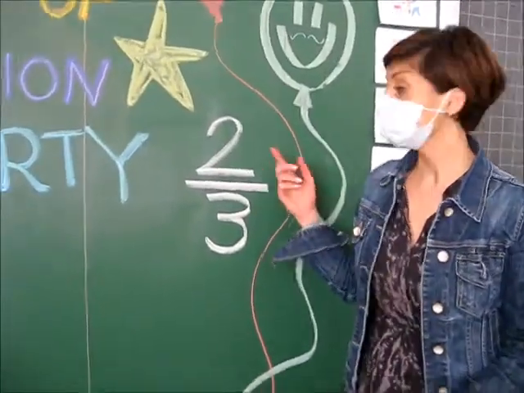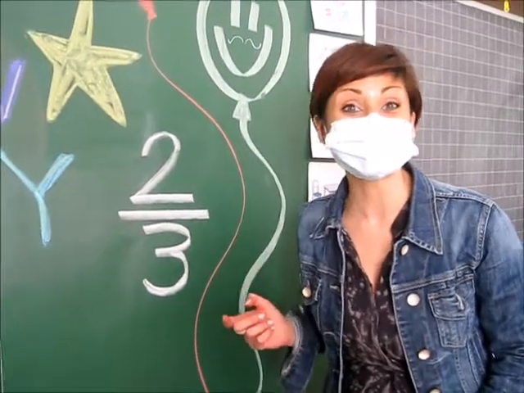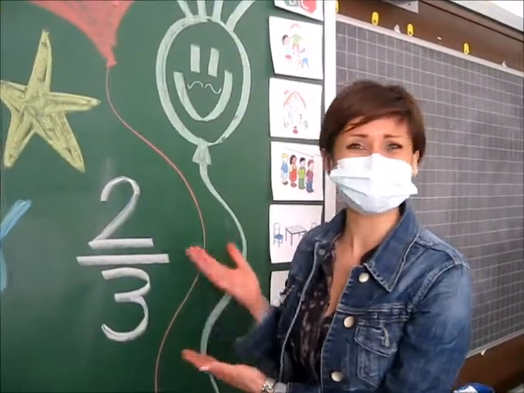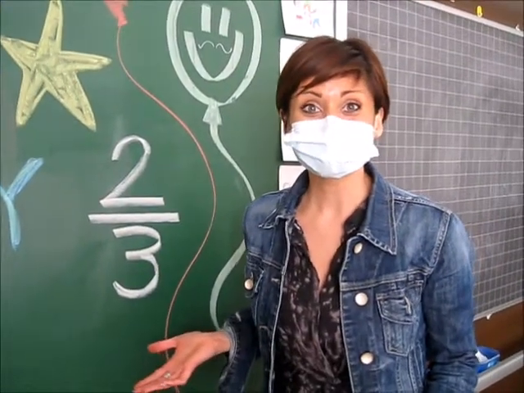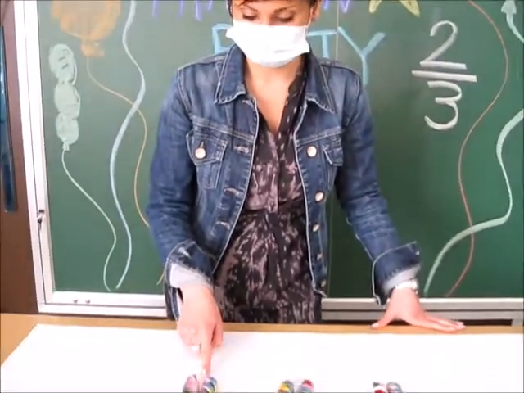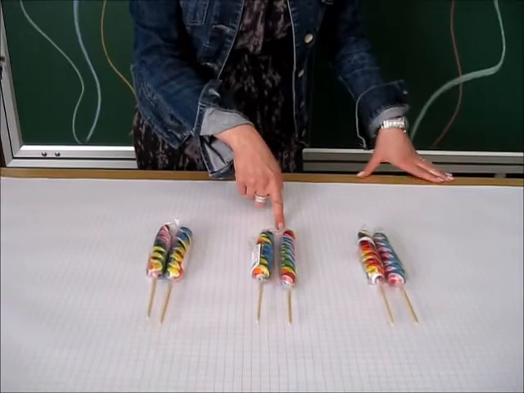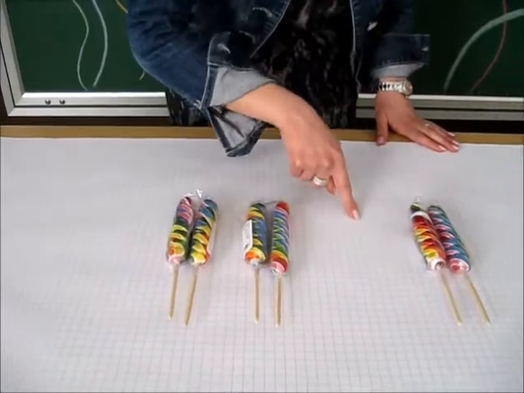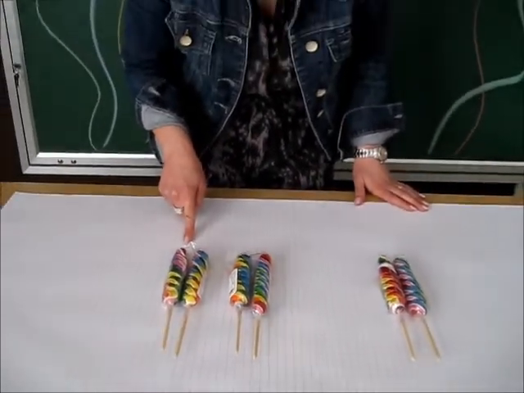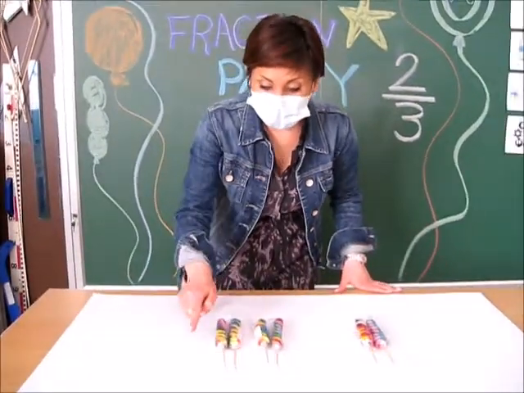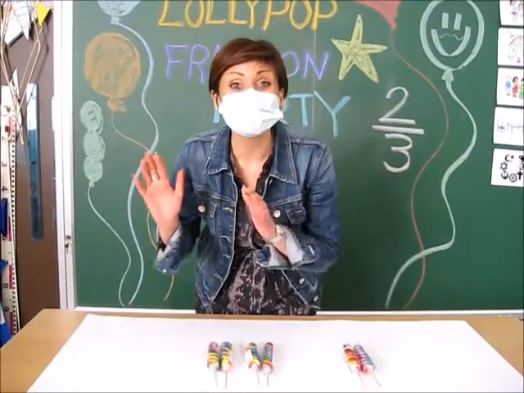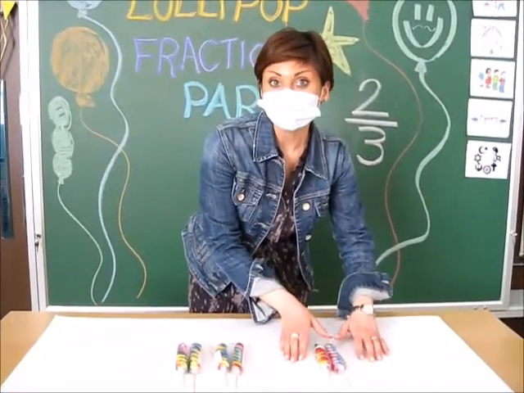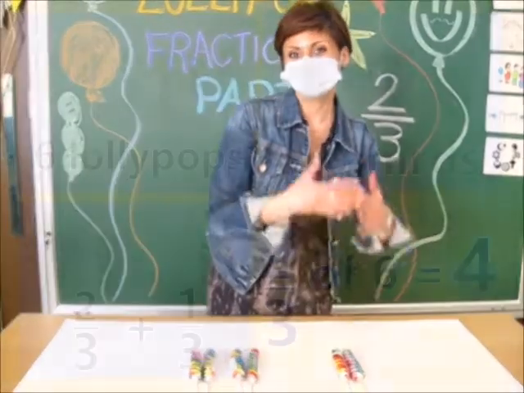I want to give 2/3 to Maestra Nadia. But how many lollipops are 2/3 of 6? 1/3, 2/3 equals 4 lollipops. 4 lollipops are for Maestra Nadia. She's so lucky. I have 2 lollipops for you.